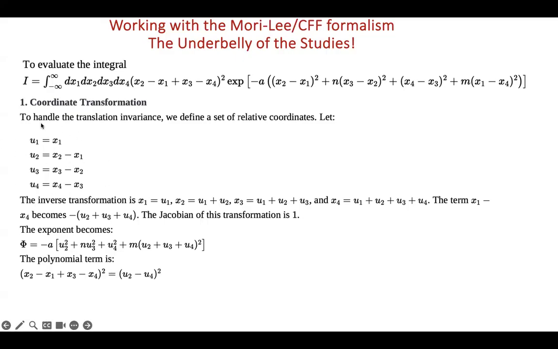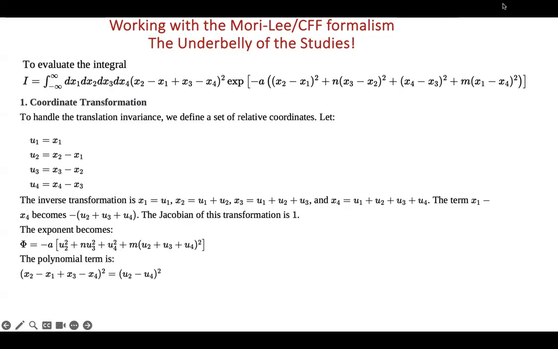So you have these 4 U's. And with these 4 U's, you can rewrite the x1, x2, x3, x4 in terms of the U's. So x1 is u1. x2, you just add these two, so x2 is u1 plus u2. Similarly, x3 is u1 plus u2 plus u3, and x4 is u1 plus u2 plus u3 plus u4. Okay, nothing that bad.